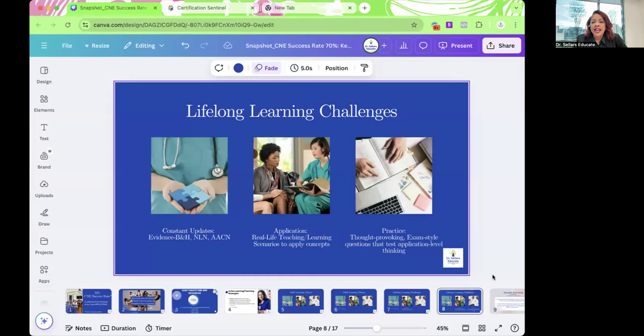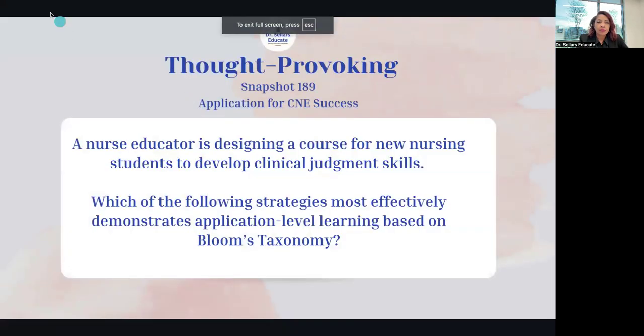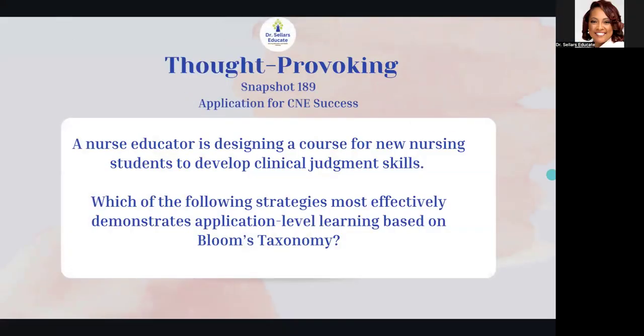All right, now we're ready to go back and take a look at the thought-provoking question and see what you all think about this question. All right, so here we go. A nurse educator is designing a course for new nursing students to develop clinical judgment skills. Which of the following strategies most effectively demonstrates application level learning based on Bloom's taxonomy?